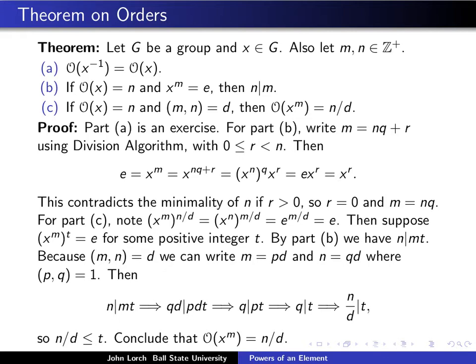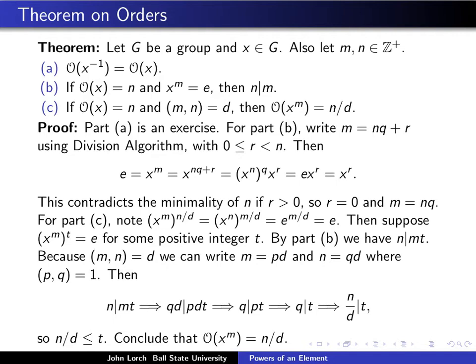And then finally, if the order of x is n and d is the greatest common divisor of m and n, then the order of x to the mth power is n divided by the greatest common divisor, d. Okay, so we're going to try to prove all 3 of these results. Part A is an exercise that you will do in your homework.